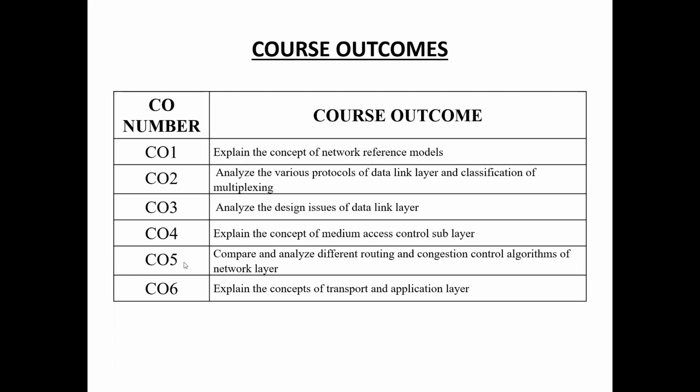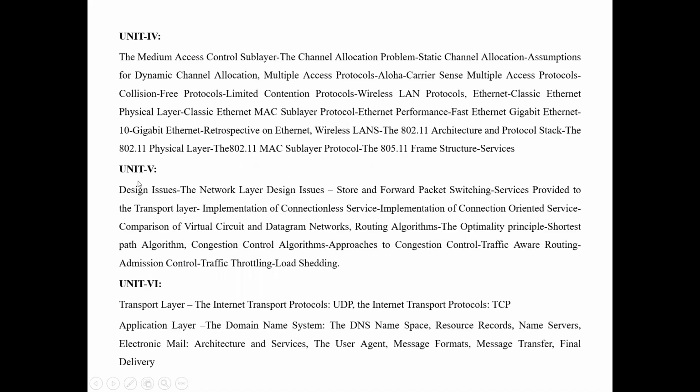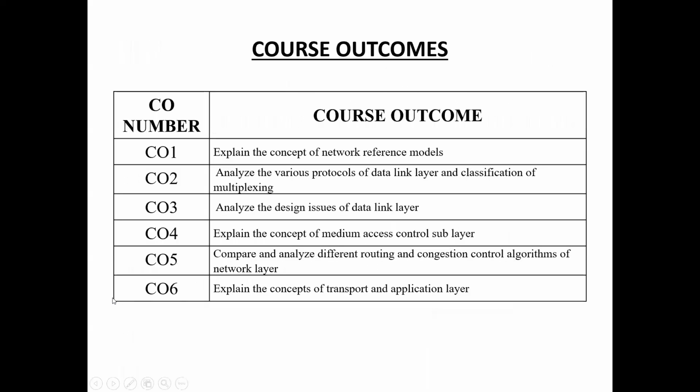Next one, CO5: compare and analyze different routing and connection control algorithms of the network layer. This CO5 corresponds to unit 5, that is routing algorithms in the network layer. After completion of the course, you will be able to understand all the routing algorithms in the network layer.